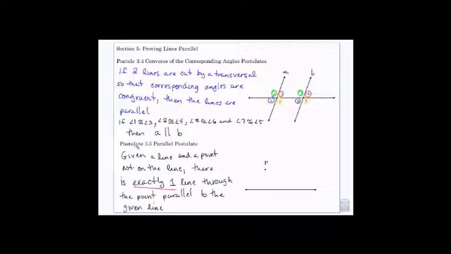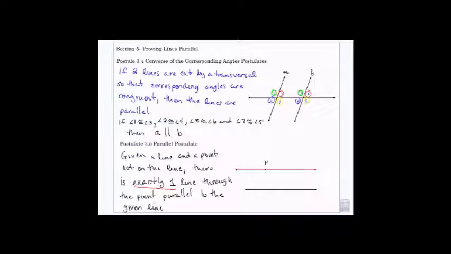Okay, so then we have the parallel postulate, which tells us that if we have a line and a point that's not on the line, so anywhere out in space, there's exactly one line, only one line, that can be drawn through this point that will be parallel to the line that we started out with. So if I attempt to draw a line through the point, this one is parallel, but if I draw any other line, it will not be parallel. There's only one line that will exist through that point that's parallel.